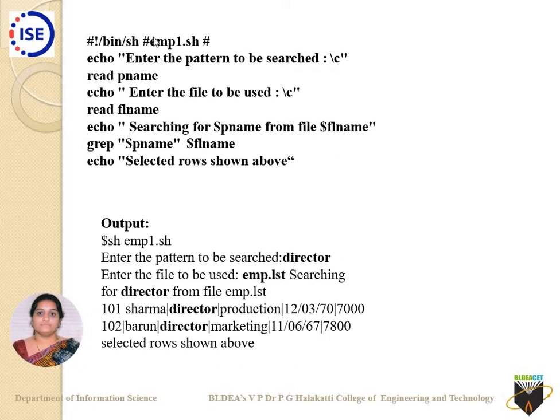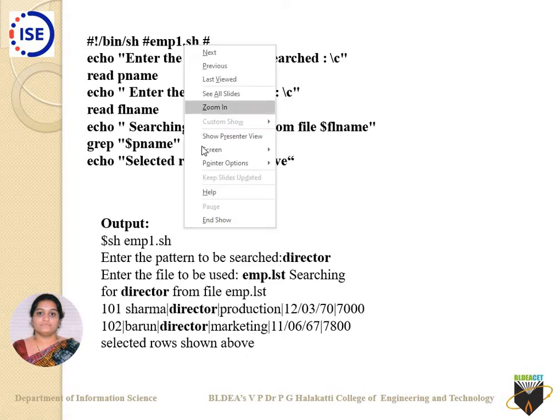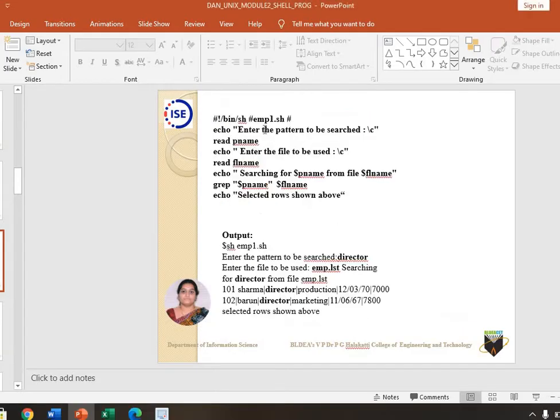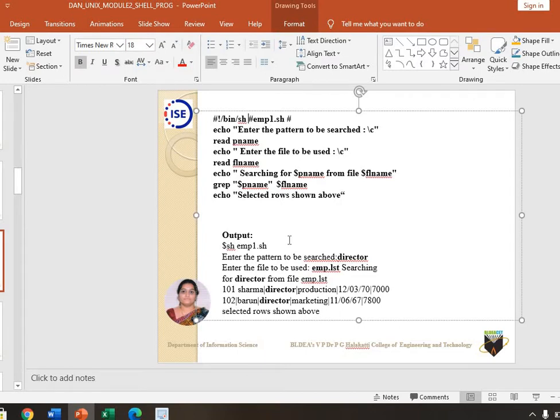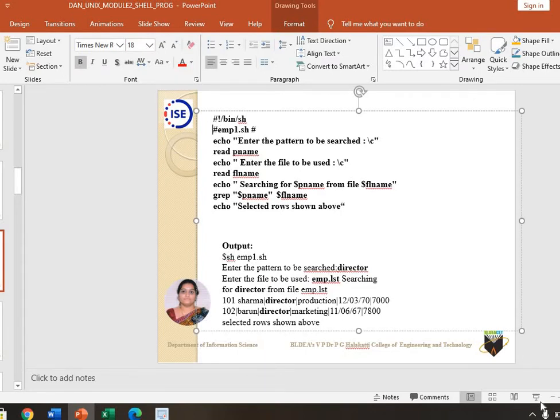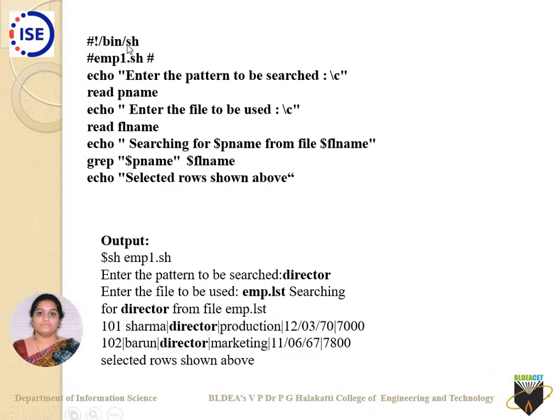You can see here an example which says #!/bin/sh. Need not worry, you can use it in the second line also, or in the same line also; it doesn't make much difference. My file name is emp1.sh. The first line I have used here is echo: enter the pattern to be searched.